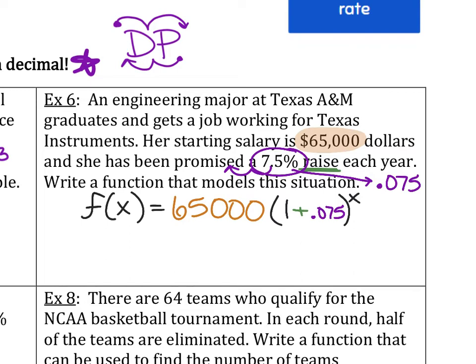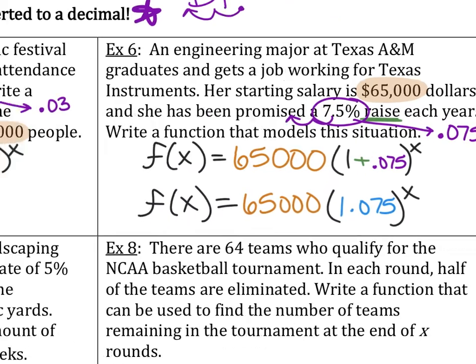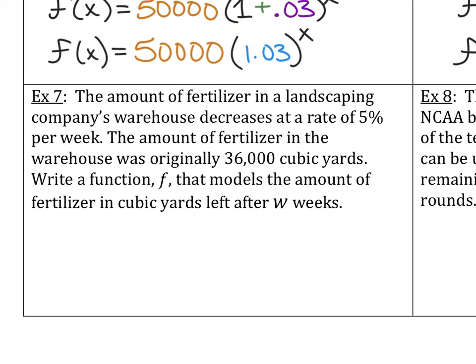Then I can just simplify this down. F of x equal to, still 65,000, but instead of having 1 plus 0.075, I'm going to have 1.075 in my parentheses. That's my factor that I'm multiplying by each year to see how much this engineer would make at TI, which is pretty cool. Okay, I want you to try one more, and this time I'm not going to read it with you. I want you to read it from start to finish. Number 7 is yours.